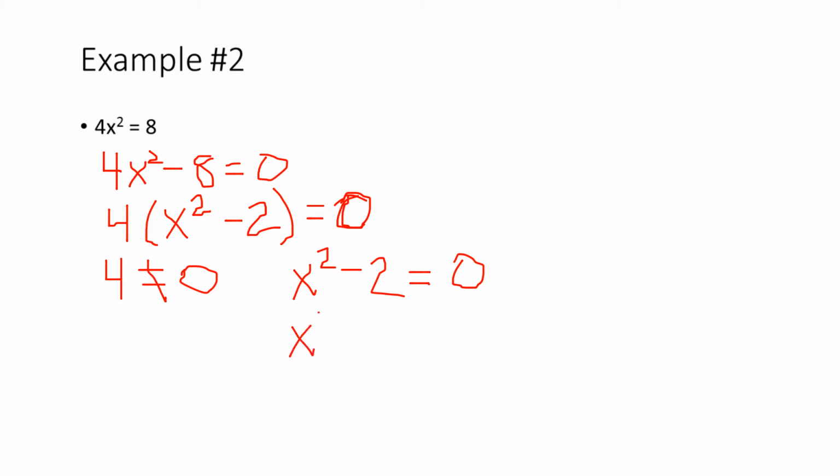We can add 2 to both sides, and then we can take the square root of both sides. So we end up with plus or minus the square root of 2 as our solutions here.